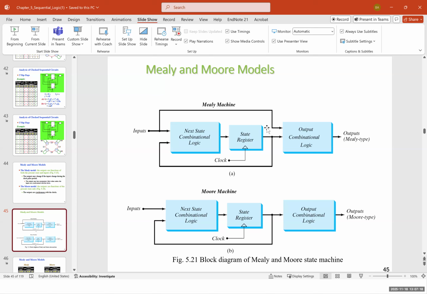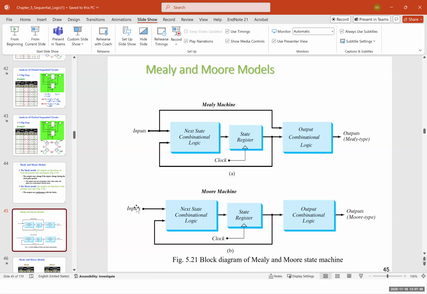The upper one is the Mealy machine. We can see we have the input, which gives a feed forward to the output combinational logic circuit. We have the next state combinational logic. We have the state register, which has its own clocks. And the output is connected to the output combinational logic. And we have a feedback coming back. And this creates a sequential logic circuit because of the feedback.